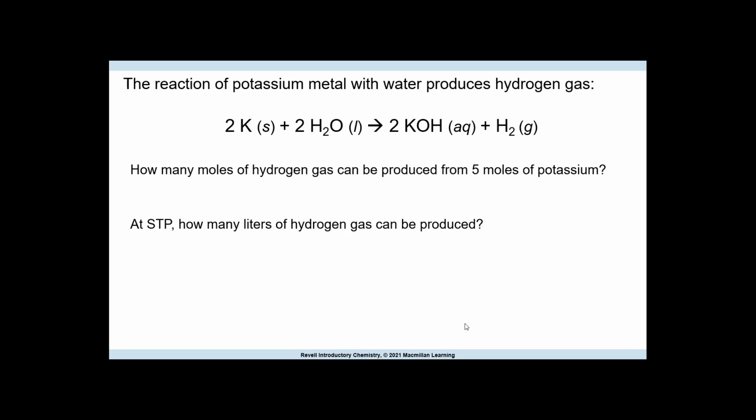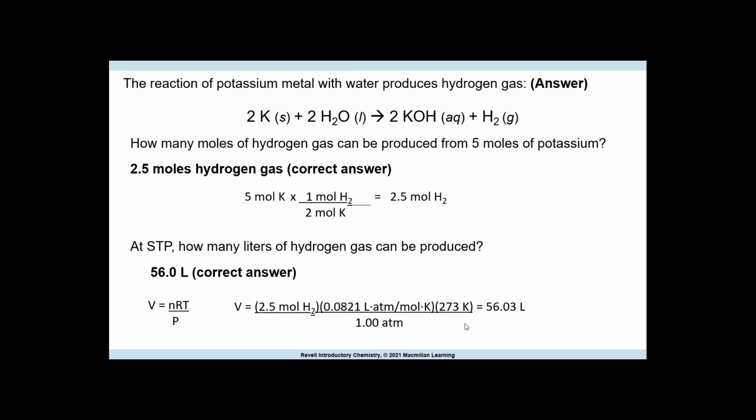How many moles of hydrogen gas can be produced from 5 moles of potassium? That's a normal one, we can figure it out just by doing the stoichiometry here. We take the 5 moles of potassium, set it up with the balanced equation, and it tells us that we produce 2.5 moles of H2.